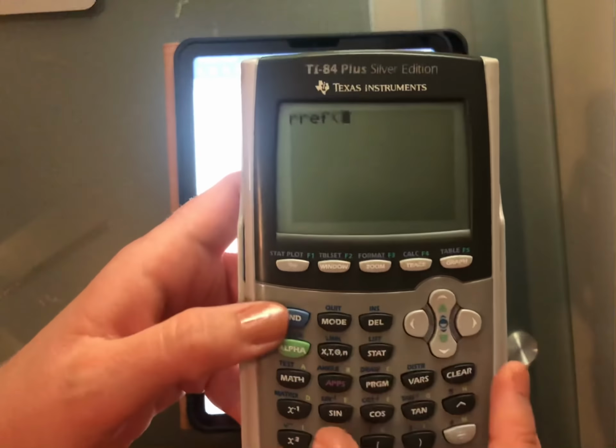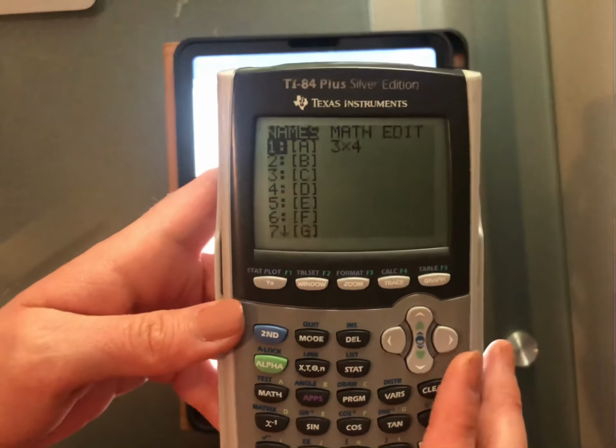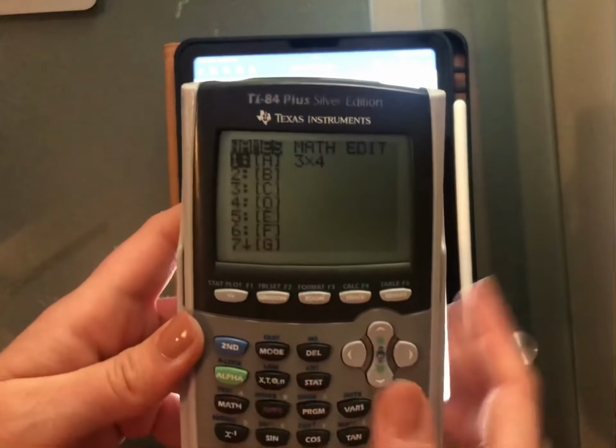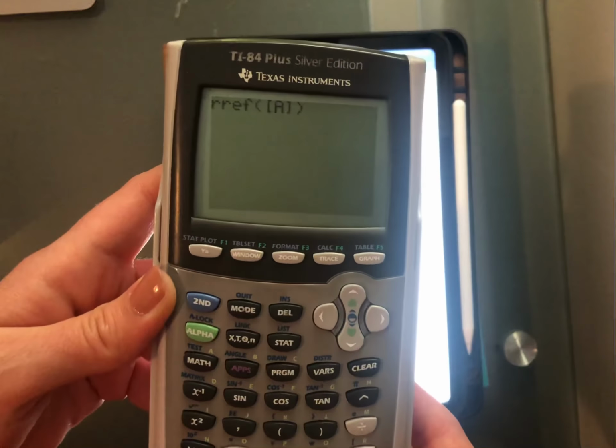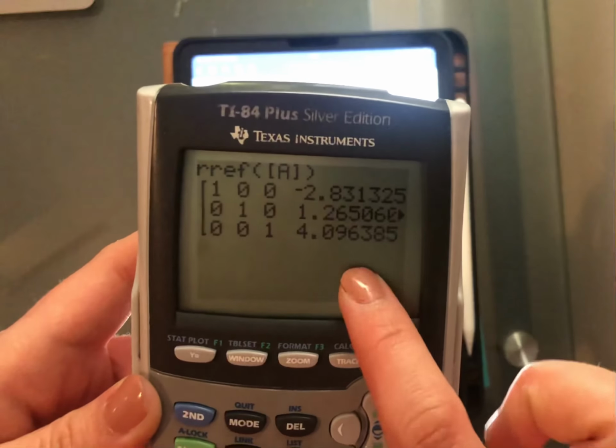We got this pulled up. Hit second matrix again. It's selected on 1. We're going to hit enter. Now we've got it all ready. Hit a parentheses and then hit enter. And now we have our numbers.